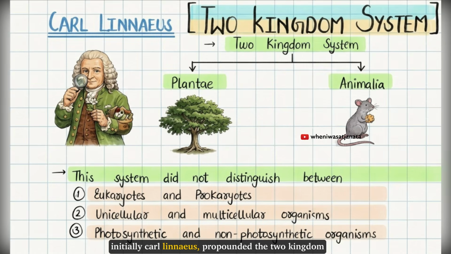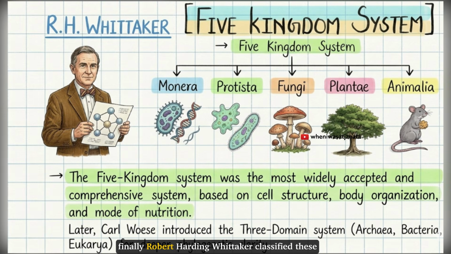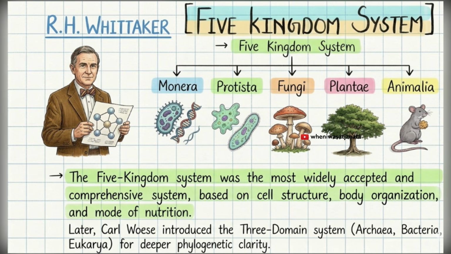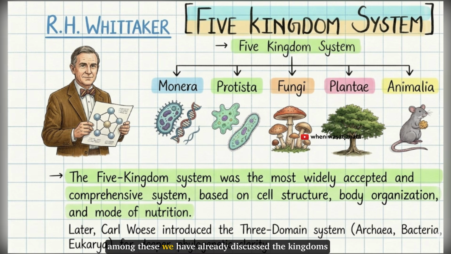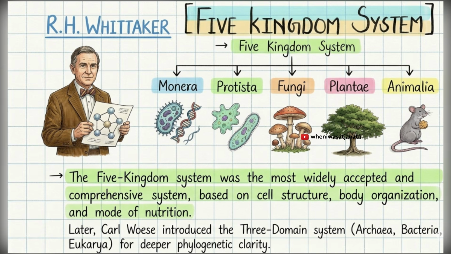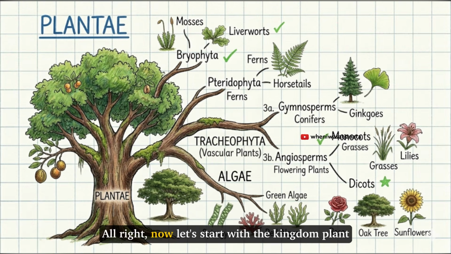Initially, Carl Linnaeus propounded the two-kingdom system of classification. This was followed by the three-kingdom and four-kingdom systems, until finally, Robert Harding Whittaker classified these organisms into the five-kingdom system. Among these, we have already discussed the kingdoms Monera, Protista, and Fungi in grade 9. In this class, we will focus exclusively on the Plantae and animal kingdoms. Alright, now let's start with the kingdom Plantae.